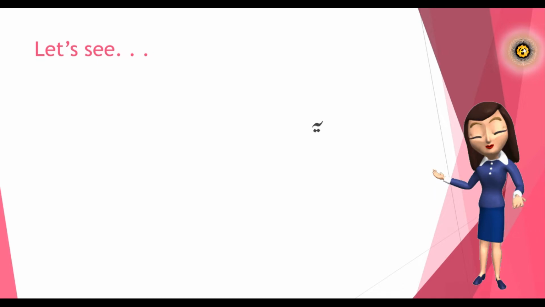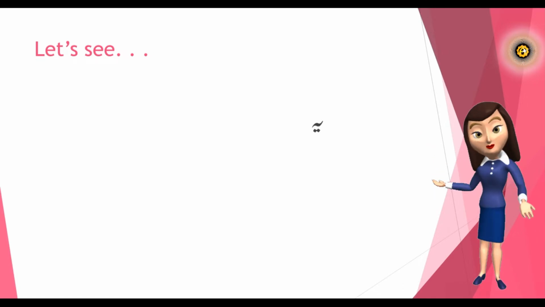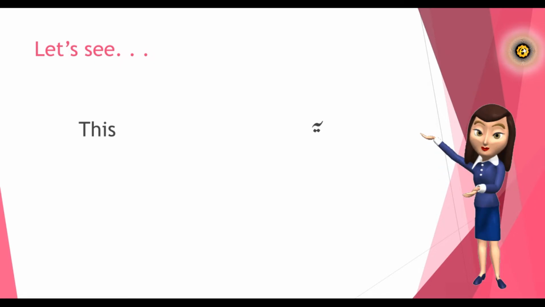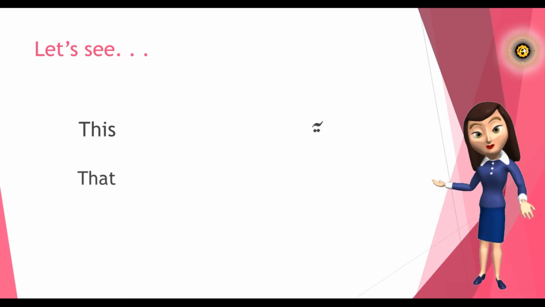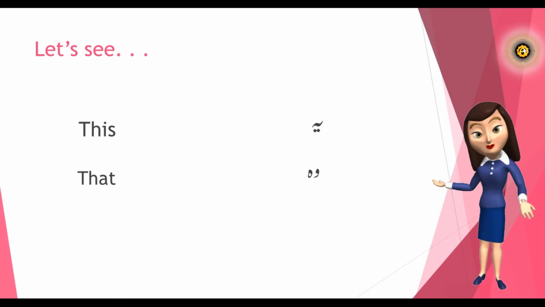I hope you do remember how to say ye in English. We say this in English and in Urdu, ye. Then we say that in English and in Urdu, wo. I hope you do remember that. Alright, here there is something important I want to tell you.